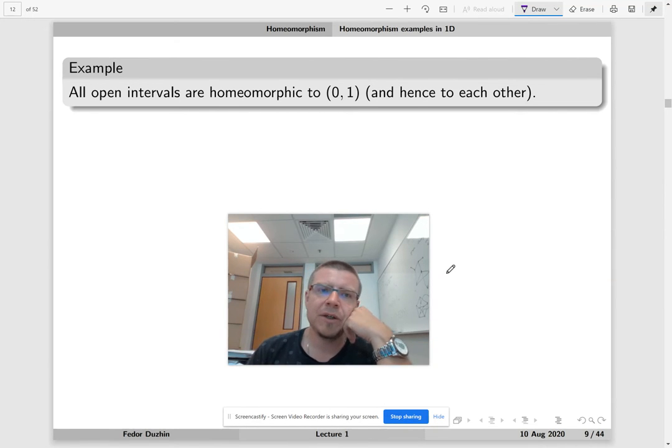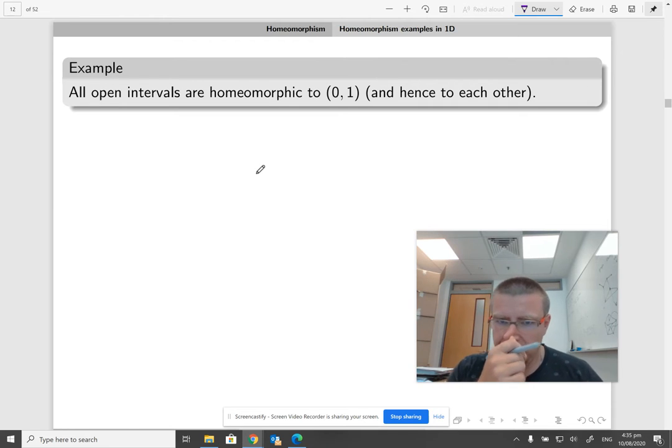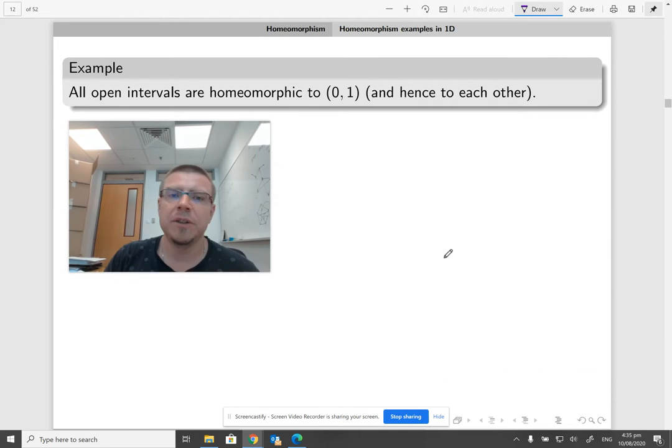Okay, so let us look at a few examples of homeomorphisms. All right. Now, first, let me show you that all open intervals are homeomorphic to the interval from 0 to 1 and hence to each other.